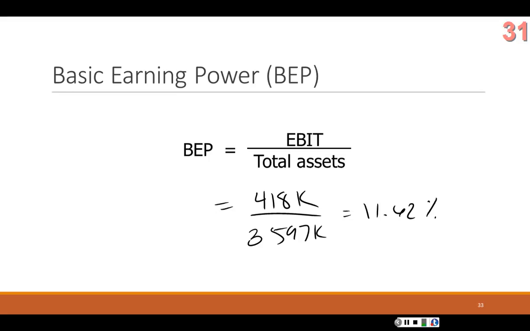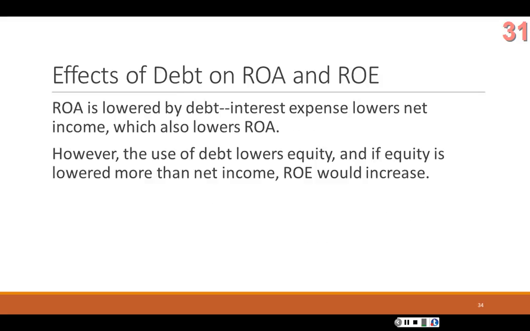So our basic earning power less our return on assets, 11.62 minus 6.1%, would be equal to 5.5%. So 5.5% of our revenue is expensed out as interest expense and taxes. Return on assets is lowered by debt because interest expense lowers net income, which also causes a lower return on assets. The use of debt lowers equity, and if equity is lowered more than net income, ROE would increase.